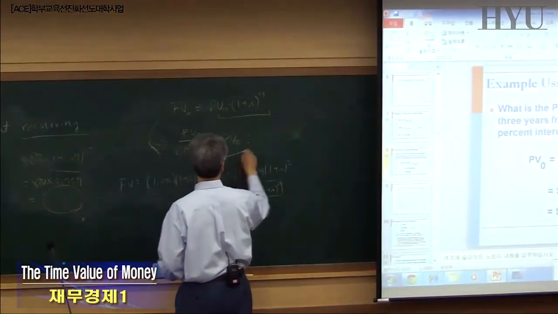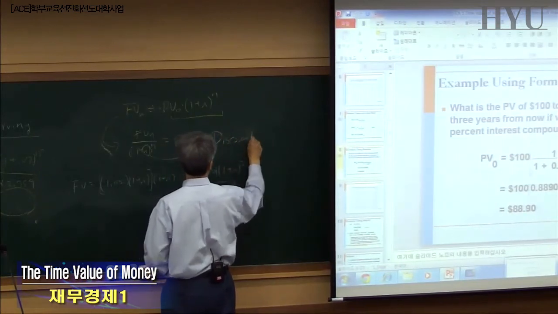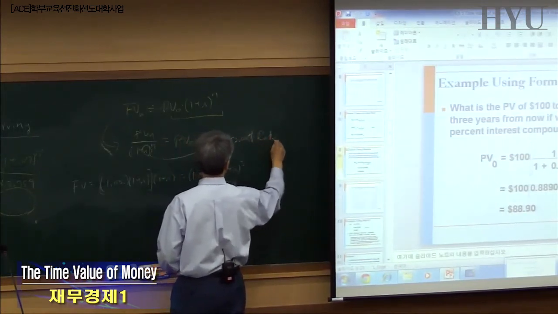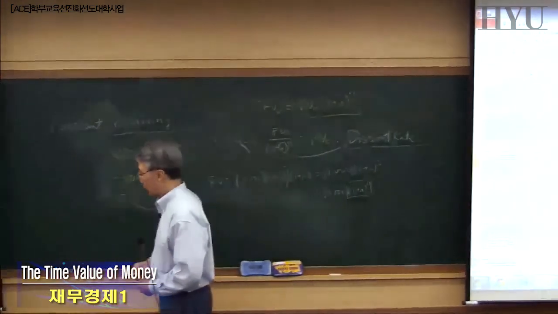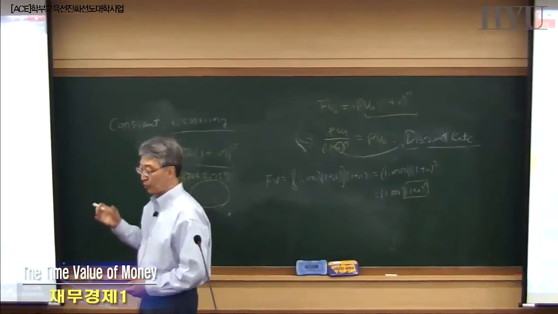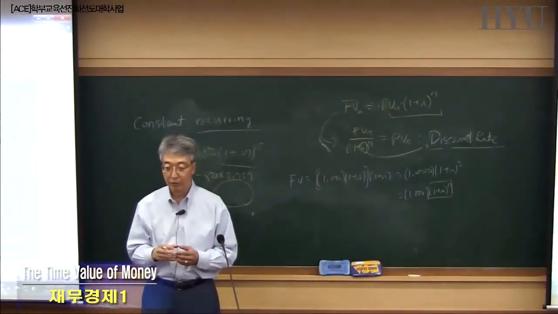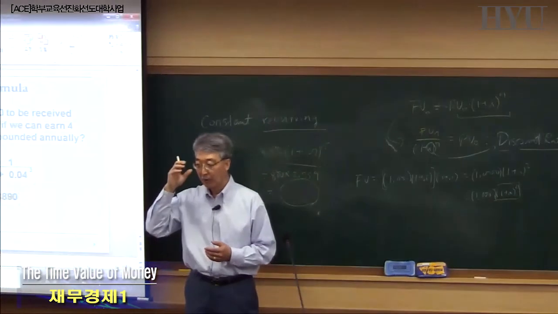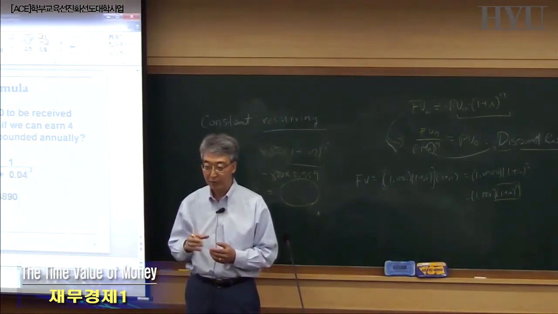The I here is called the discount rate. Okay? Because we use that percentage to discount the future value into present value. Remember, future value is larger. Future value has to be larger than the present value.